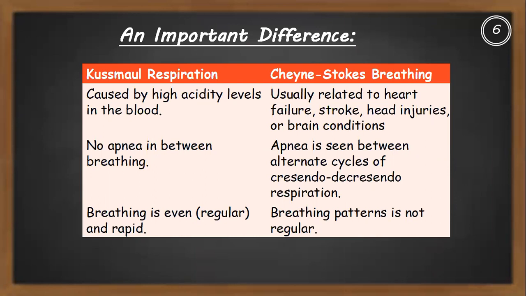blood. And in Kussmaul's respiration, there is no period of apnea during breathing, whereas in Cheyne-Stokes breathing, apnea is seen in between the periods of crescendo-decrescendo cycles. Another difference is that the breathing is regular and rapid in the case of Kussmaul's respiration, whereas in Cheyne-Stokes breathing, the breathing is irregular. That is, there's a period of increasing intensity and decreasing intensity, a crescendo-decrescendo pattern. So it's not regular as compared to Kussmaul's respiration, and Cheyne-Stokes breathing can be noted easily as compared to Kussmaul's respiration.